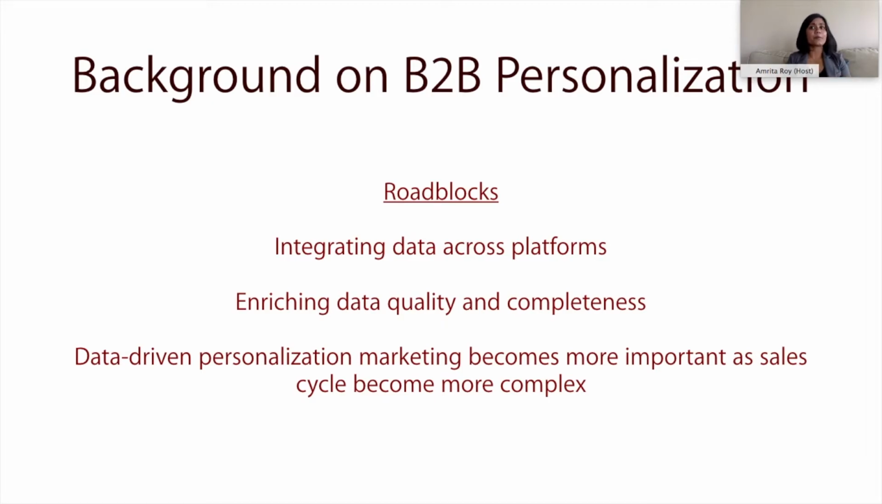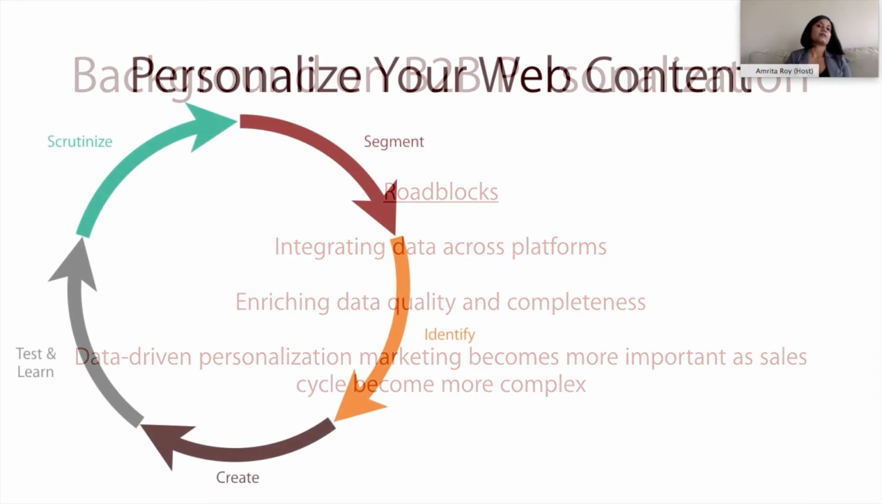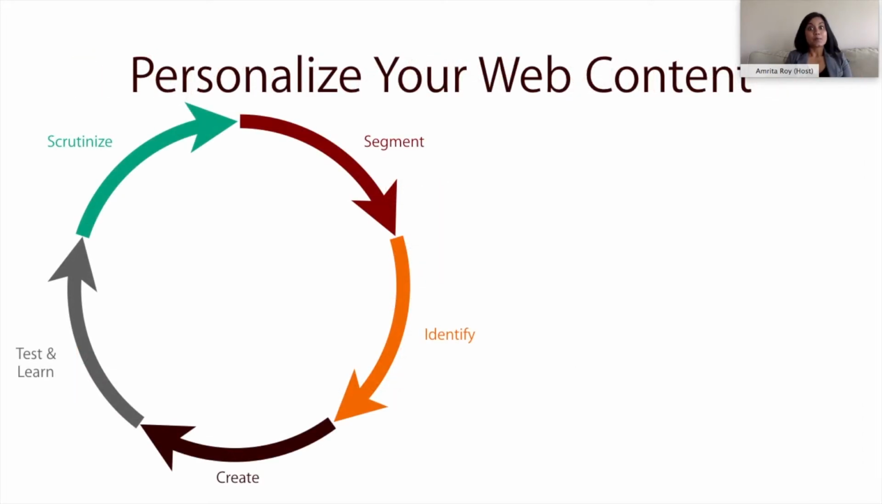The reason is because there are many roadblocks. First is integrating data across platforms. Second is data completeness. Third, B2B cycles are way more complex and long compared to B2C, and thus data-driven personalization at each and every step gets more complex. But we got to start somewhere. So here at TradeShift, we follow this 5-step process to personalize our web content.